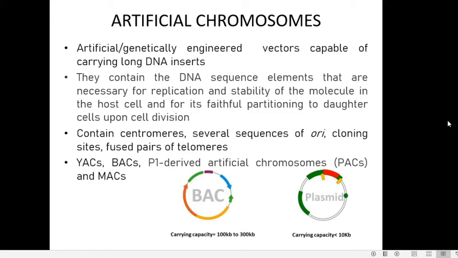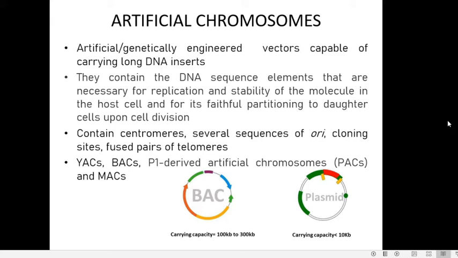And in eukaryotic gene transfers, the eukaryotic genes are longer compared to the prokaryotic genes because they have coding regions, non-coding regions, etc. It is not easy to clone a eukaryotic gene using an ordinary plasmid vector or a phage vector. So in this case, we can use artificial chromosomes. Artificial chromosomes are genetically engineered vectors which are capable of carrying long DNA inserts, and they can carry these foreign genes into the desired host cells.